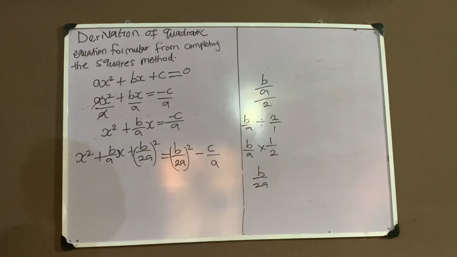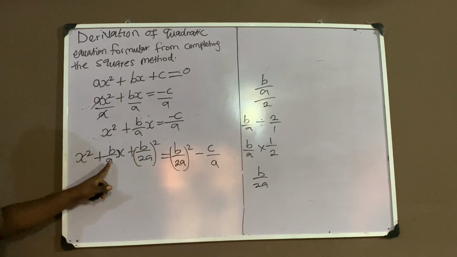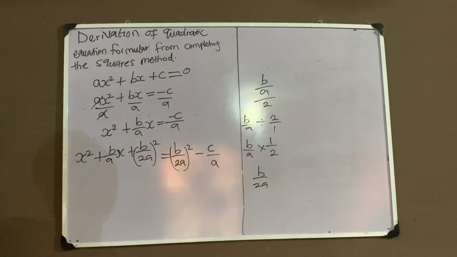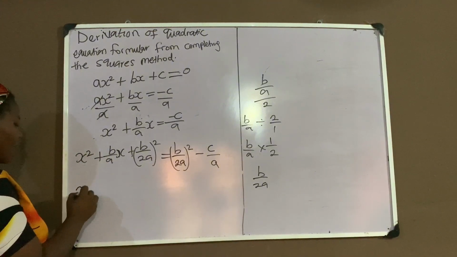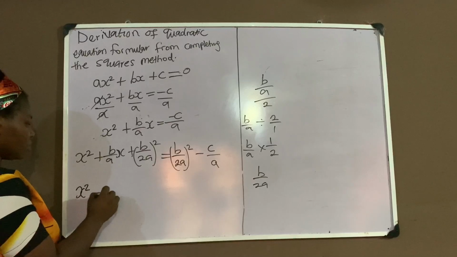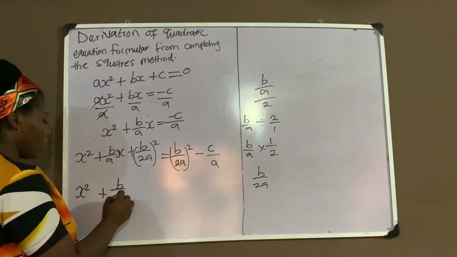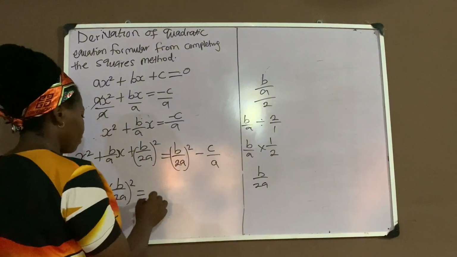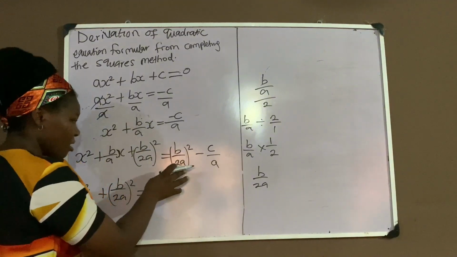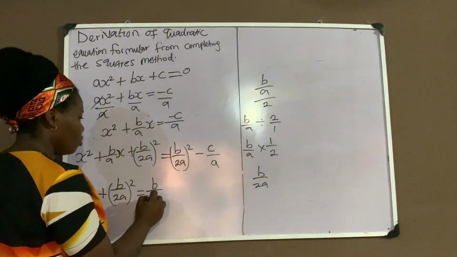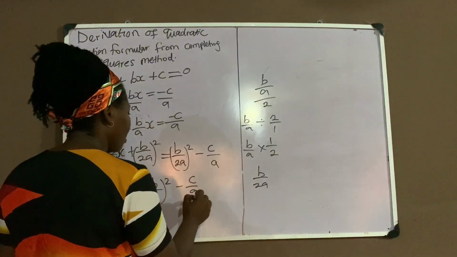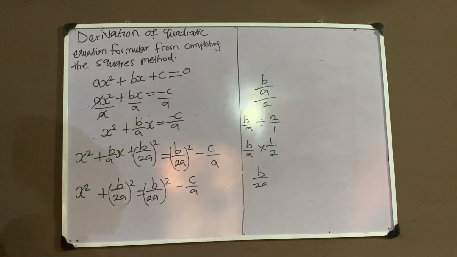Then the next thing you do is, since you have gotten the half of this, you forget about this one, so neglect it, overlook it. You now write that x squared plus b over 2a all squared is equal to b over 2a all squared minus c over a. That's the next thing you do.